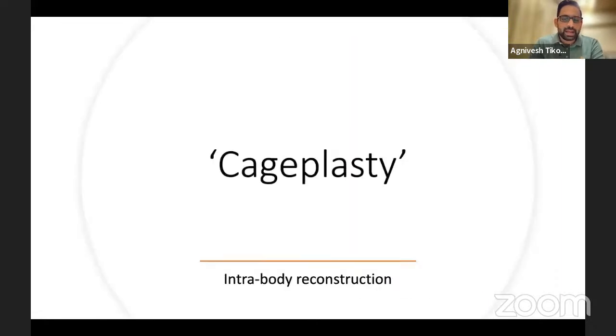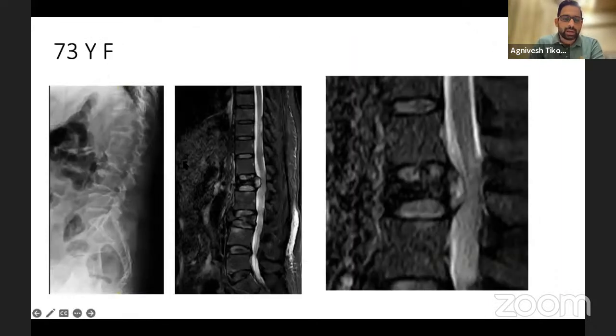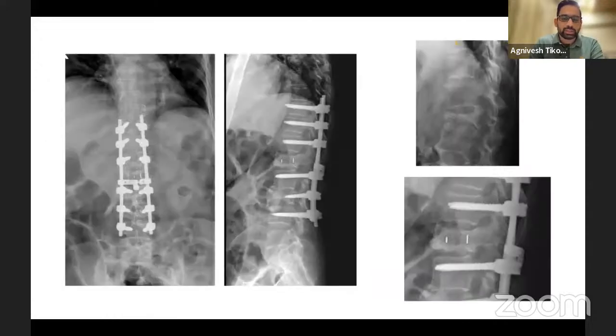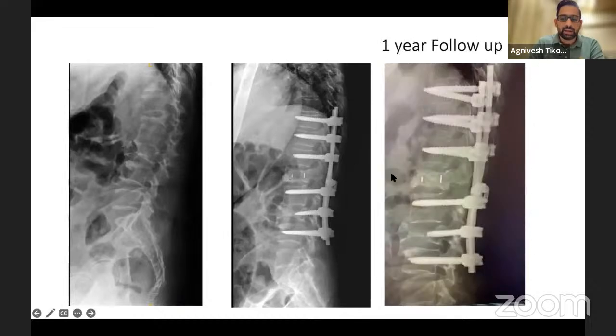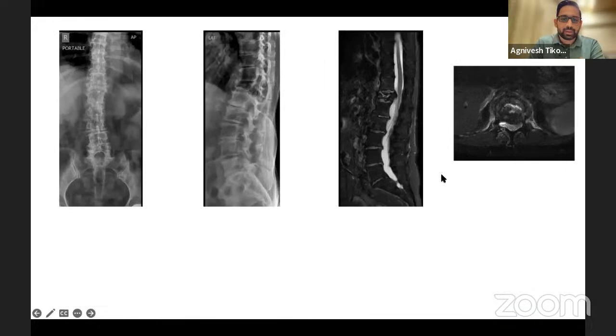A procedure which I like very much is a cage plasty, which is an augmentation of the vertebral body with an intra-body cage, like a TLIF cage, which you put inside the vertebral body. And you can see a cage put anteriorly, which gives a good anterior column support. You don't need to take down this vertebral body to provide an anterior support. Within that vertebral body, you can have a support. And this is the 1-year X-ray where you can see this fracture has healed very well.